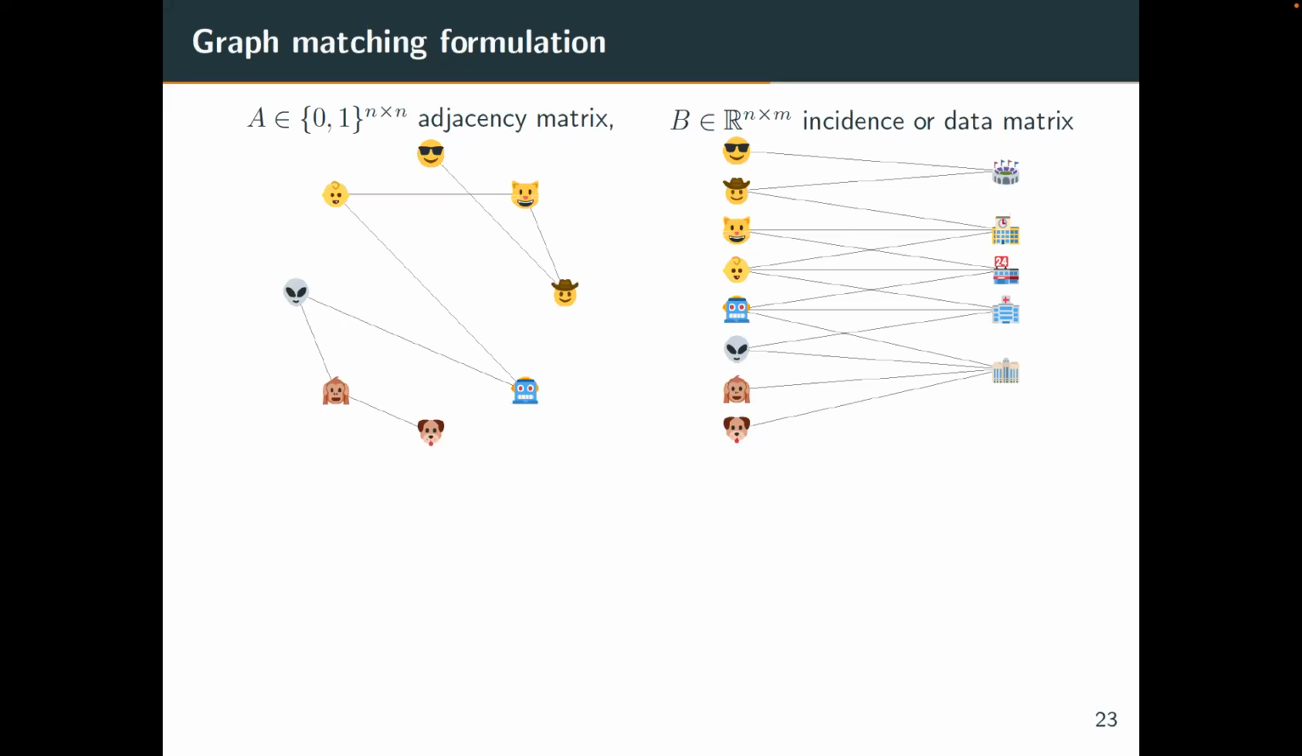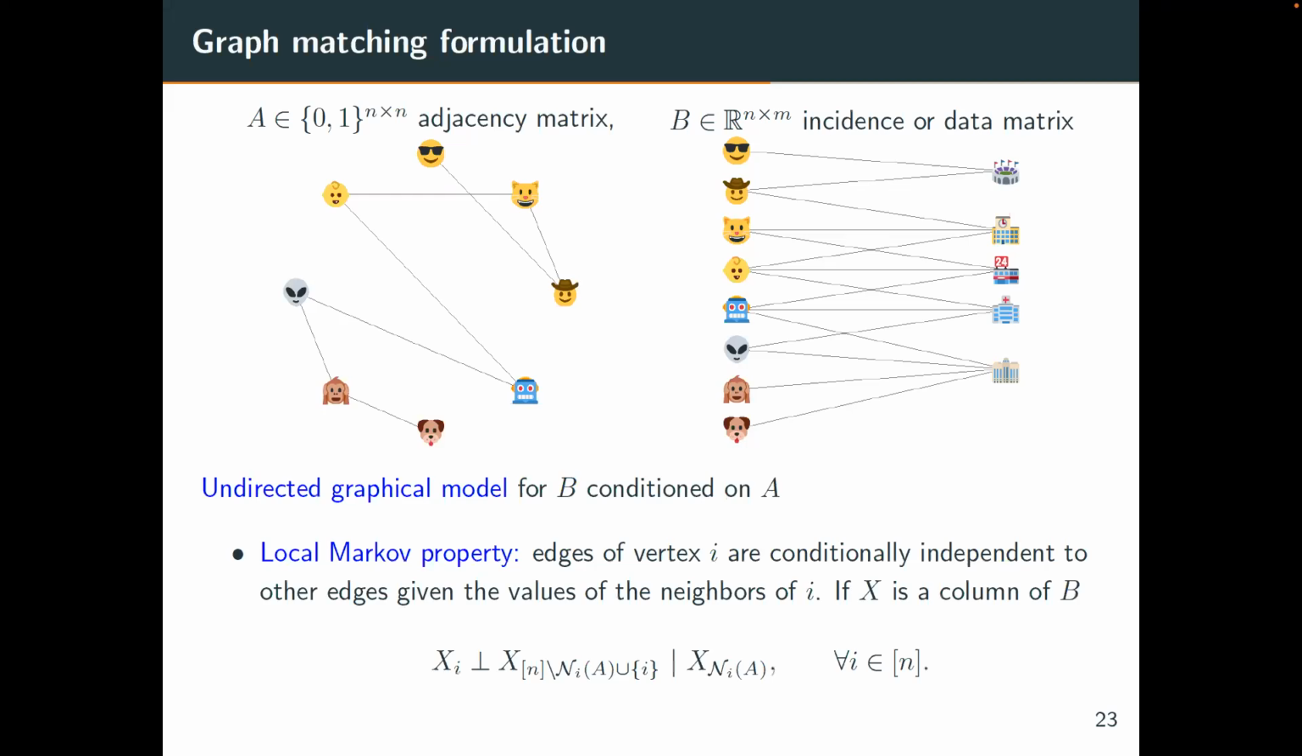So let's say we have A, which is an adjacency matrix with n vertices, and B is now an incidence matrix or a data matrix. And I mean, this could be any arbitrary matrix with n rows and m columns, where m is going to denote the number of vertices on this set, or maybe this could denote different variables or any other type of information. So the idea here is that we're going to use undirected graphical models for B, conditional on A.